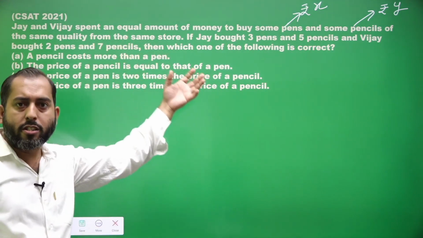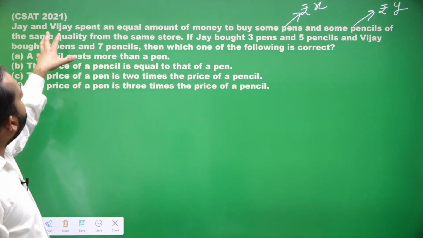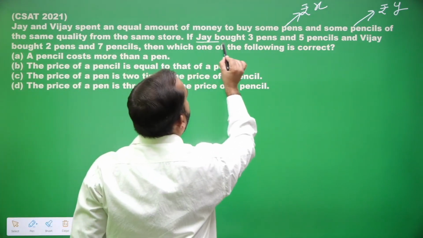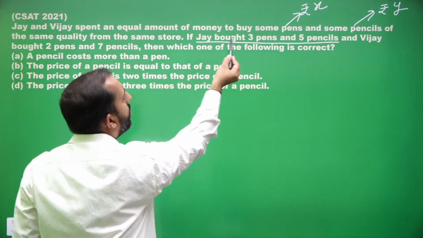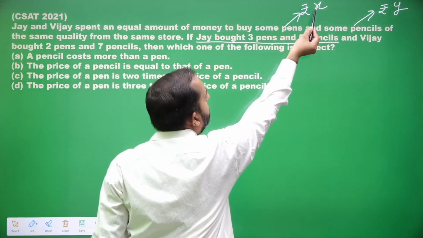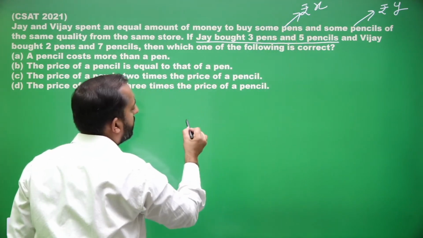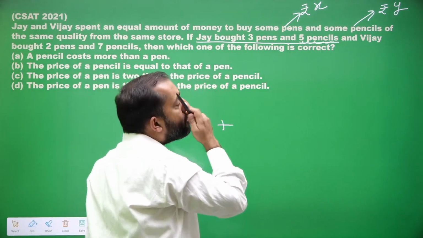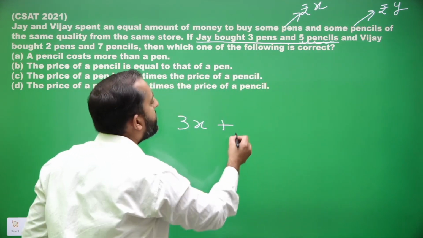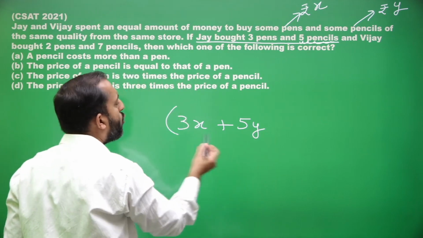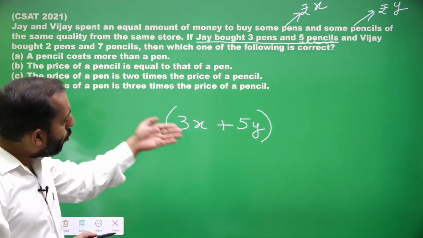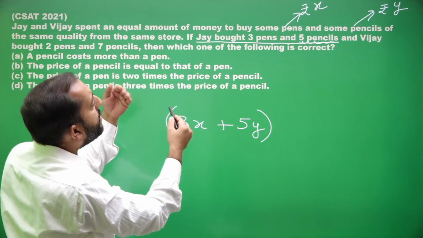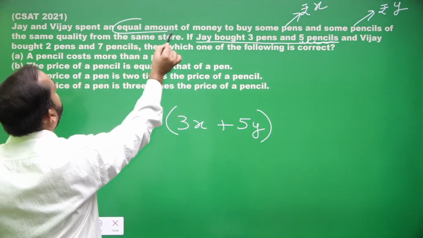Now let's try to construct some equations here. It says Jay and Vijay spent an equal amount of money. So let's find out the money spent by Jay first. Jay has bought 3 pens. Price of one pen is X, so the price of 3 pens should be 3X, plus 5 pencils. Price of one pencil is Y, so the price of 5 pencils should be 5Y. This is the total money spent by Jay, and it is equal to the total money spent by Vijay, because it is given in the very first statement.